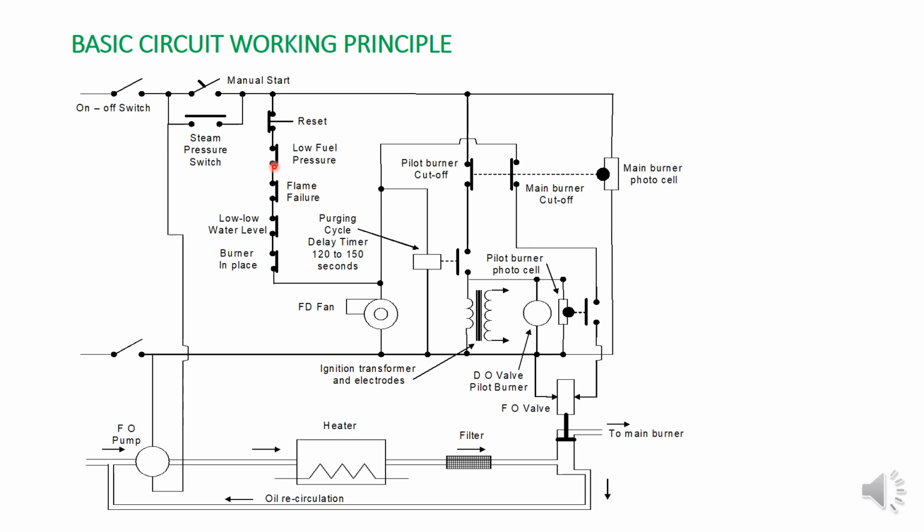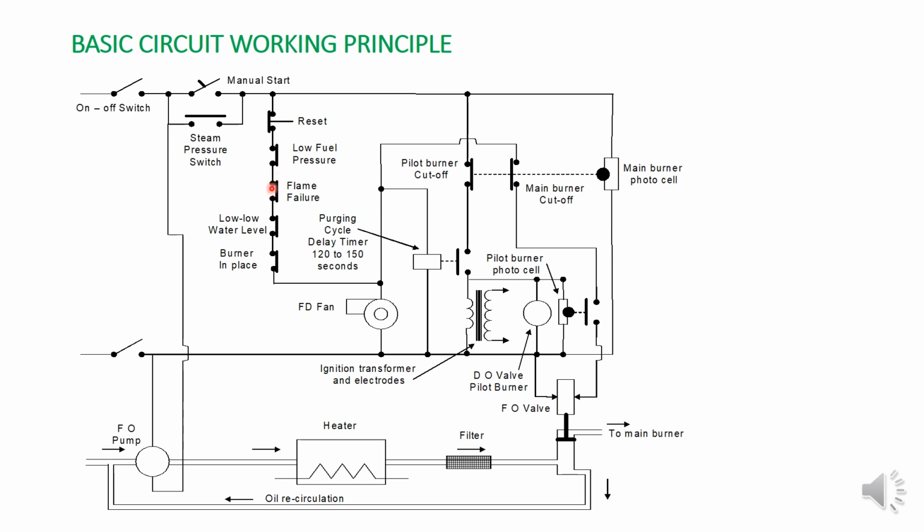So what is next is very important. These are all the safety chain of the boiler. What is the next? Low fuel pressure. If fuel pressure is not sufficient inside the boiler, the boiler will not start. So fuel pressure should be as required. If fuel pressure is lower than required, this contact will open, so power will not transfer to the next. Okay, so fuel pressure is very important. That is the first safety interlock of the boiler.